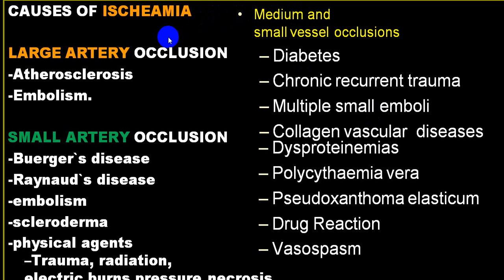So, you can say lower limb involvement, upper limb involvement. Now, depending upon the size of the artery occluded: in large artery occlusion, most common is atherosclerosis and embolism. Small size artery occlusion: Buerger's, Raynaud's, embolism, scleroderma, trauma, radiation, burns, pressure necrosis, those groups. While medium size, with or without small vessel involvement: diabetes, recurrent trauma, multiple small emboli, collagen vascular disorders, polycythemia rubra vera, dysproteinemia, pseudoxanthoma elasticum, drug reaction, vasospasm, etc.